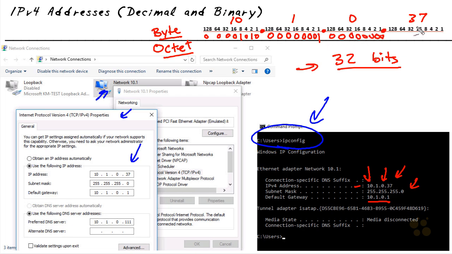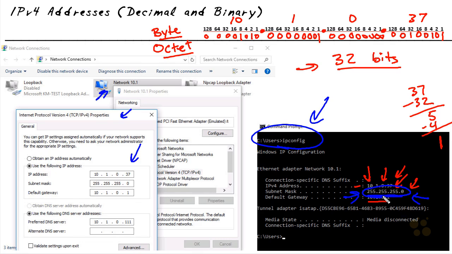And then for the last one, .37, there's no 128s, no 64s. There is a 32. So we could do 37 minus 32. We have 5 left over. So there's no 16s. There's no 8s. There's a 4, so we put a 1 there in that position, minus 4. So there's a remainder of 1. So there's no 2s and a 1. So the number 37 in decimal from this guy's IP address is in binary for that last octet, that last byte, 00100101. Another interesting piece is how does the mask operate?